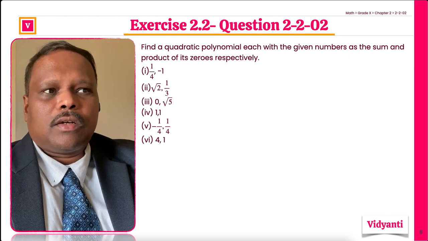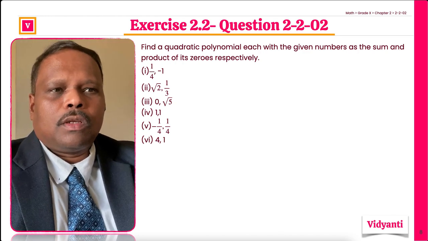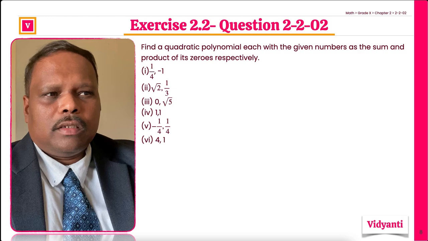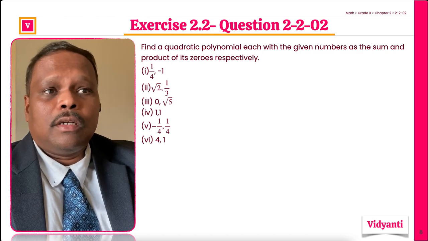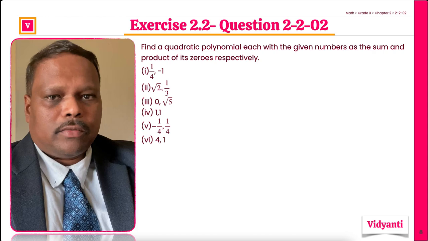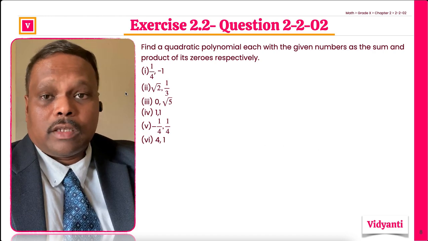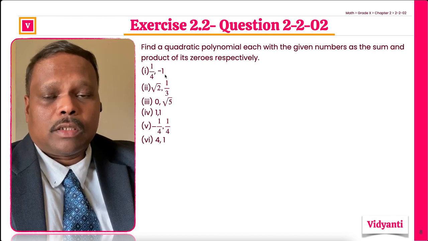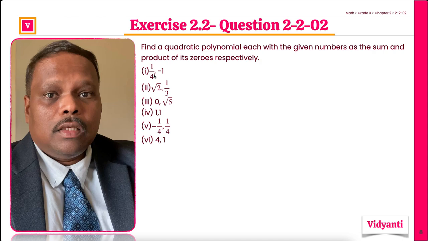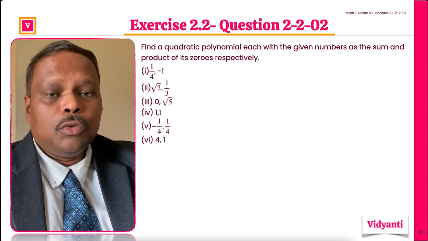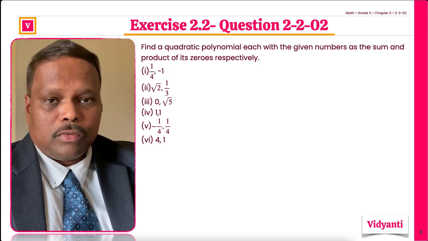In this exercise, question 2.2.2. Find a quadratic polynomial in each with the following given numbers as the sum and product of its zeros respectively. So in each of the sub questions, we have been given two numbers. The first number is the sum of the two roots, the two solutions we are going to get.